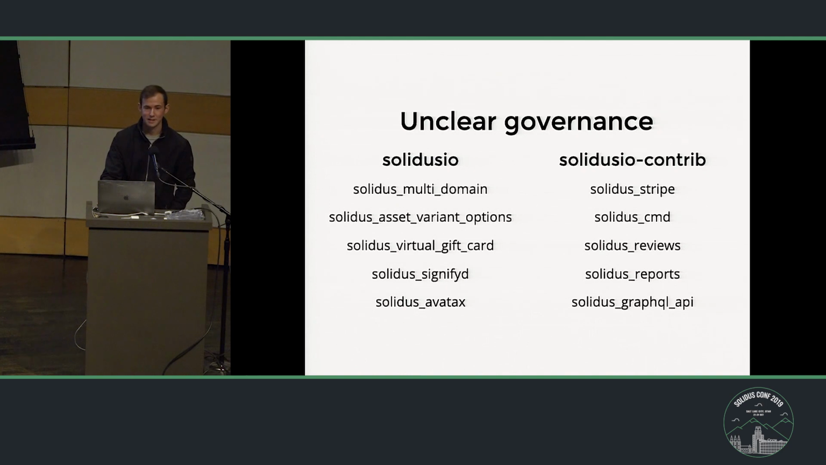You can see in Solidus.io, we have stuff that is really not critical. And in Solidus.io Contrib, we have very important code, such as our Stripe integration or Solidus CMD, which is the foundation for all other extensions. This not only sends the wrong message to our users about what our priorities are, but it's also bad use of the core team's time, because we're asking them to work on stuff that is not really fundamental.